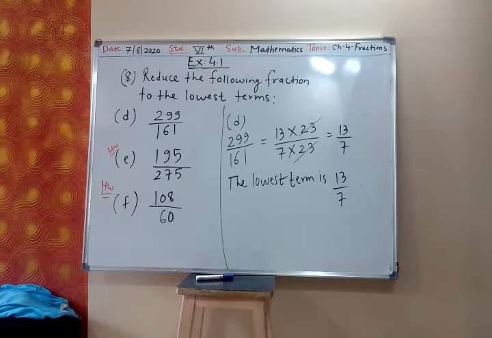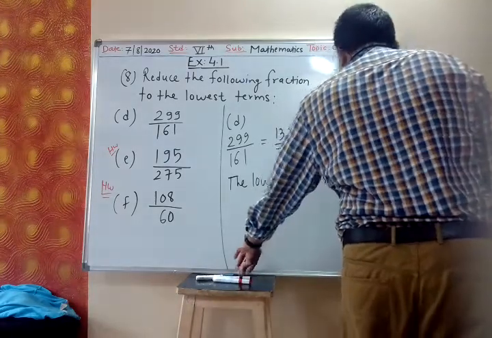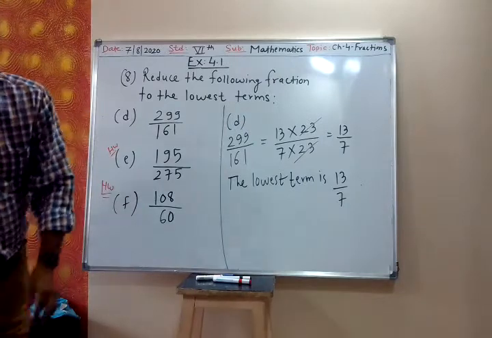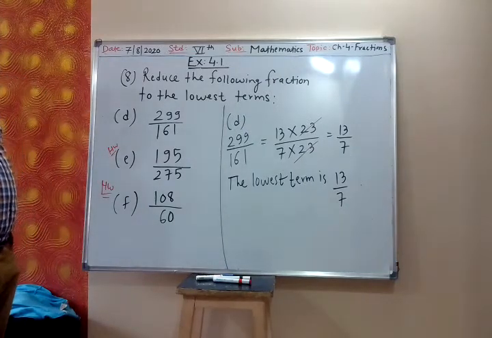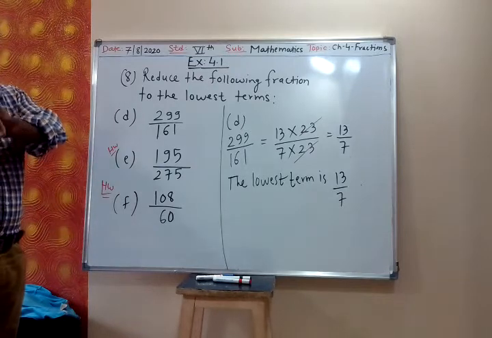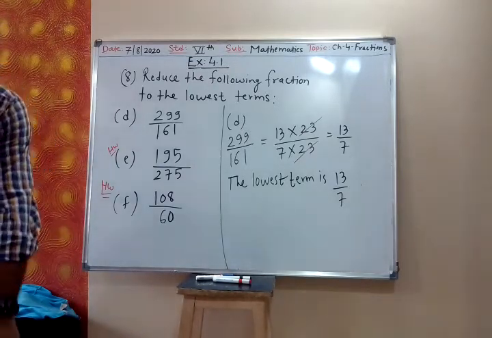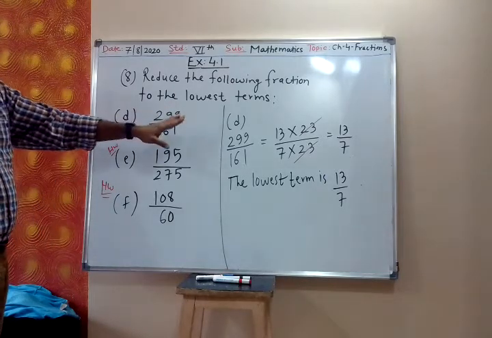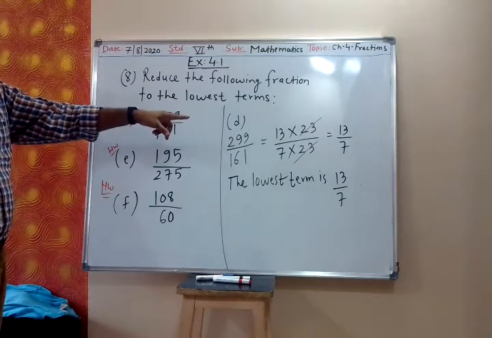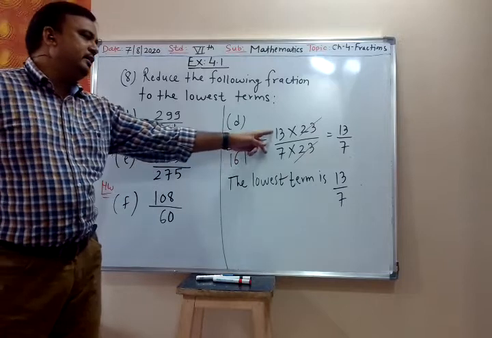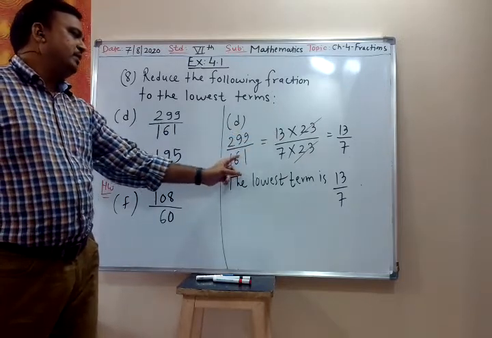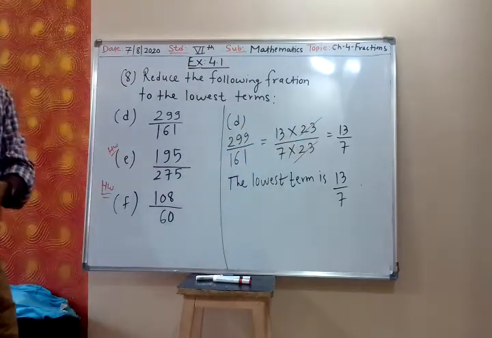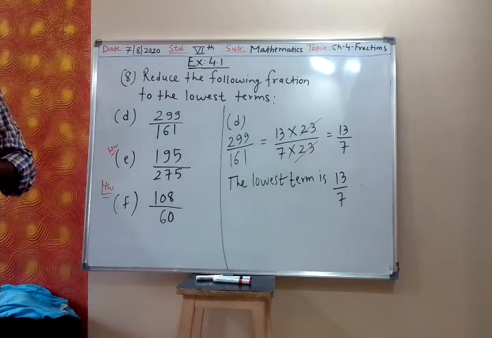In the notebook you have to write: to write the fraction to its lowest form, we have to cancel the common term of that fraction. 299 I can write 13 into 23, 161 I can write 7 into 23. 23 gets cancelled. That is 13 upon 7.